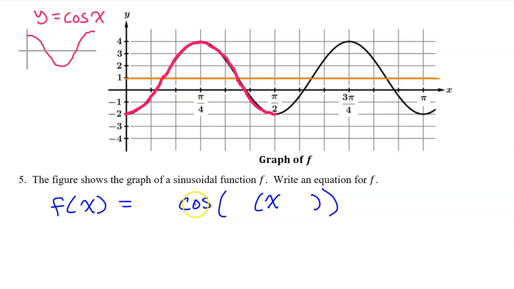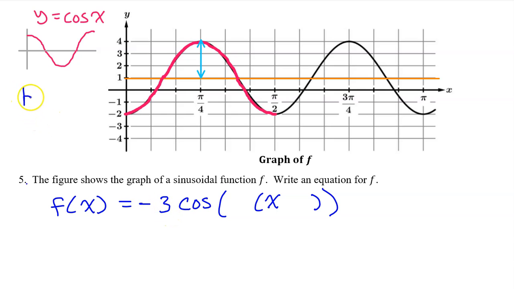So I will use cosine to model f, but the fact that this period is upside down compared to the parent function means that the a value will be a negative number. Specifically, the a value will be the opposite of the amplitude. In this case, the amplitude is 3, so the a value will be negative 3.